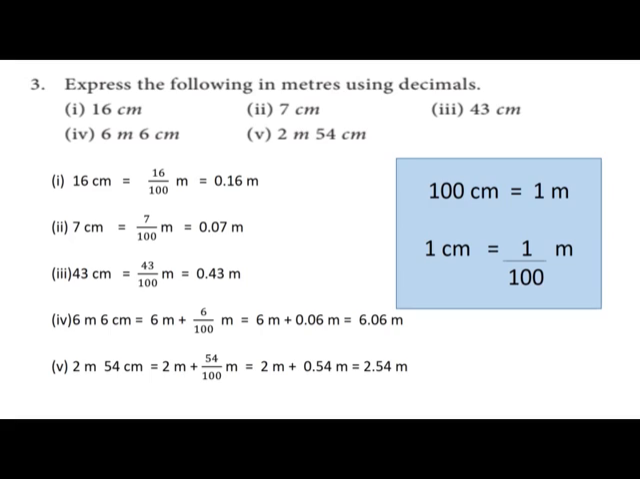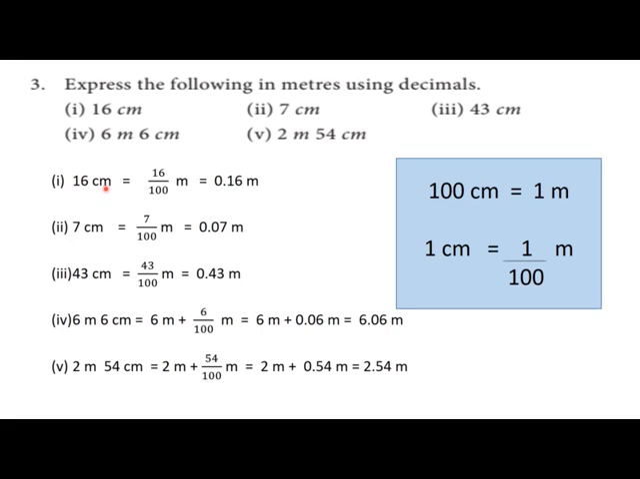Same method: express the following in meters using decimals. The values are given in centimeters, and you have to convert them into meters. 100 centimeters is equal to 1 meter. So 1 centimeter will be 1 by 100 meter.